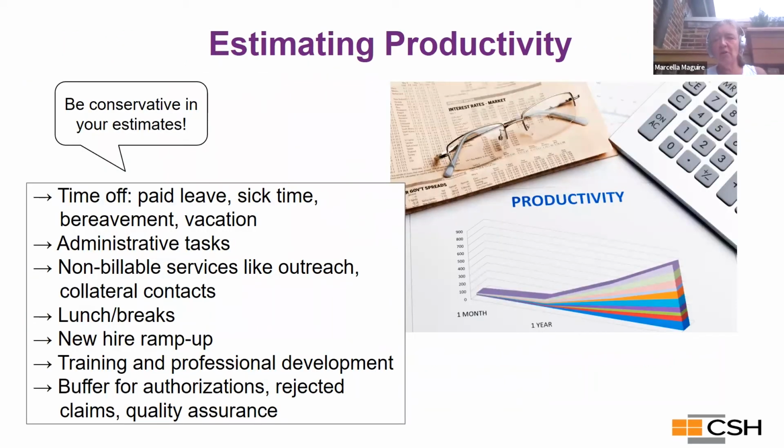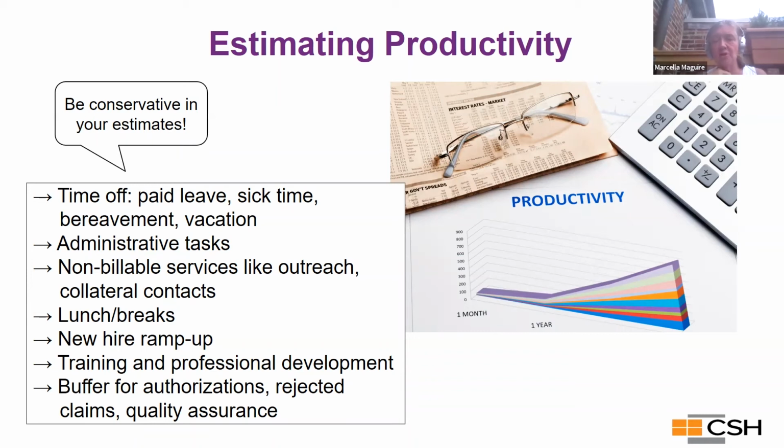So, estimate productivity. Nobody's productive at 100%. Nobody, not ever. Be conservative in your estimates. Here's what people are doing when they're not being productive, not revenue generating. They're taking time off, on vacation, at sick time, bereavement. They're doing administrative tasks. Documentation time is not billable time. They're doing non-billable services like outreach or collateral contacts.